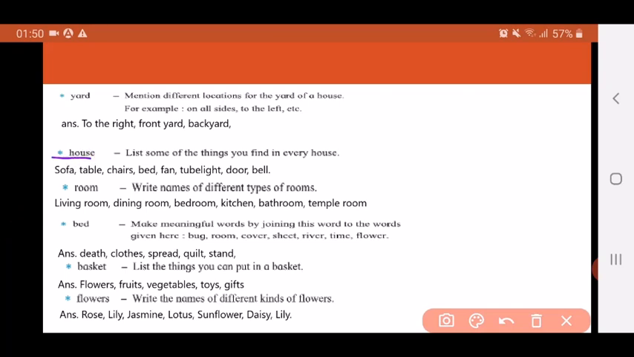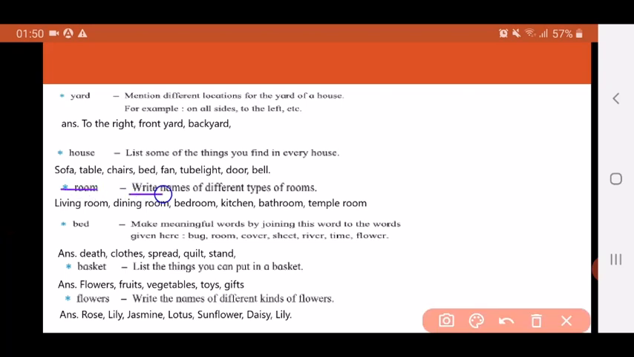Next, house. List some of the things you find in every house. You can try listing your own things. Sofa, table, chairs, bed, fan, tube light, door, bell.